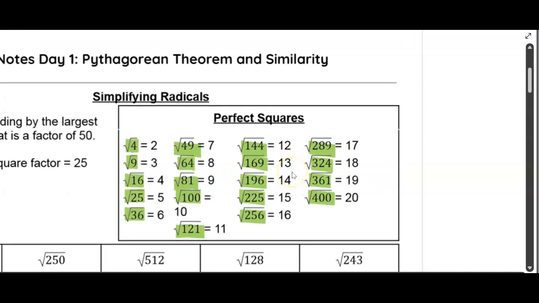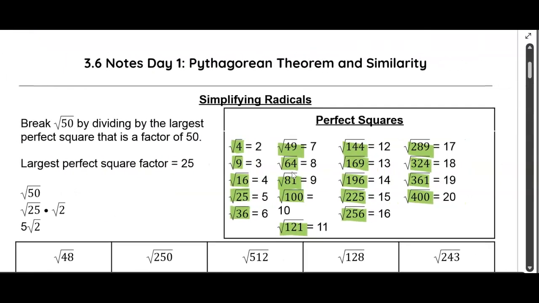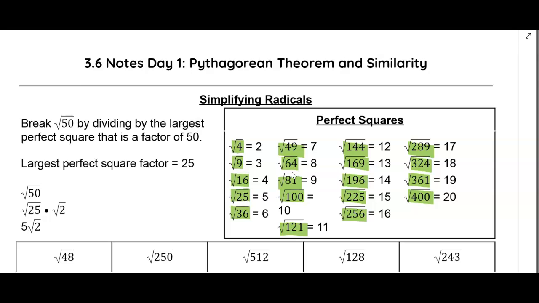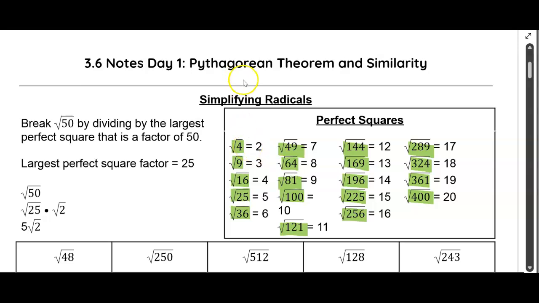Hey there guys, welcome to your 3.6 Day 1 Notes, Pythagorean Theorem and Similarity. So we're going to go over a couple of concepts. Pythagorean Theorem mainly. Before we start Pythagorean Theorem, we have to talk about simplifying radicals.